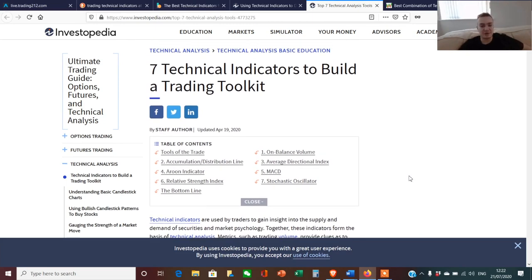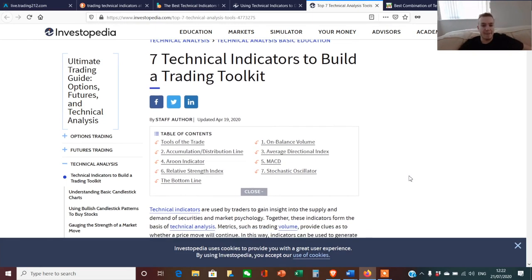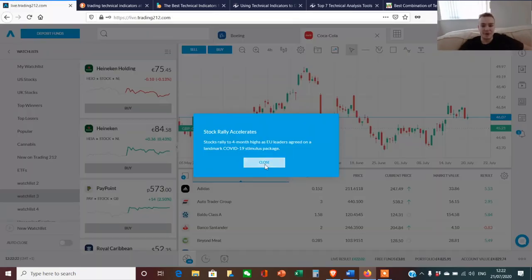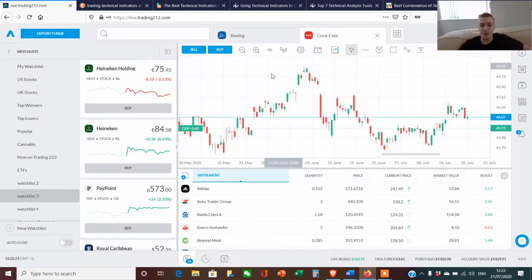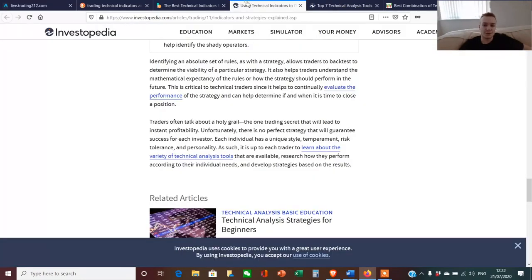I've got the camera on of myself as well today. And this is in regards to technical indicators. So I thought I would read this article for you today, just so that you can get a better understanding of technical indicators. And if we have some time, I'll even give you a demonstration on Trading 212. So which one was it?